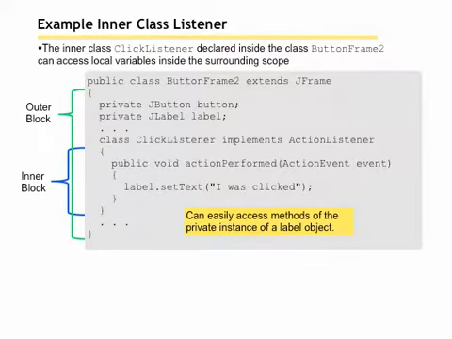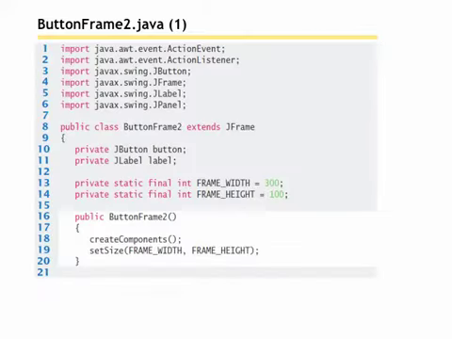Here's an example of an inner class listener. In button frame 2 extends JFrame, we've got our instance fields, private JButton, private JLabel, label. And then we've got our inner class, click listener implements action listener, and so on. Here's an example, and you might want to hit the pause button and type up button frame 2.java, or go to the student companion for our textbook and download that code and try to get it running. It's a useful activity to actually run the code and see how it works.